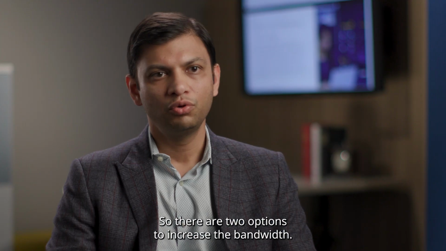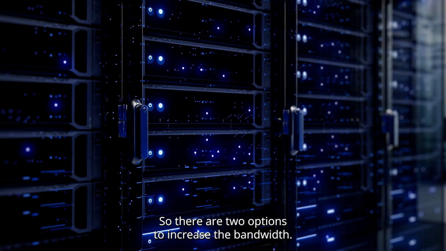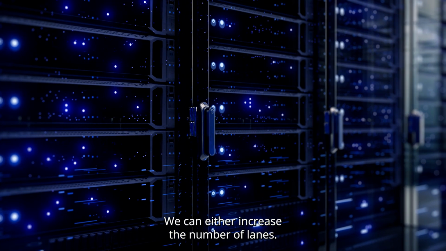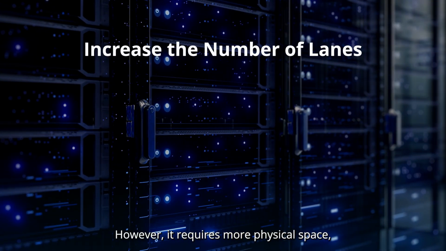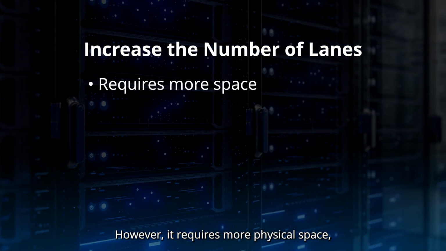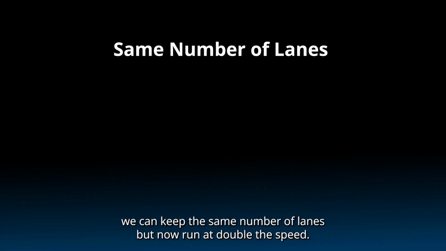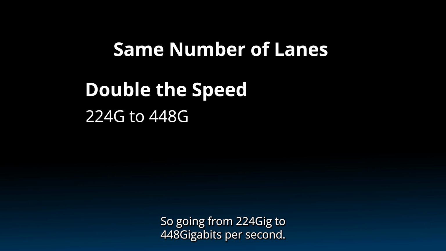So there are two options to increase the bandwidth as we talk about the next generation AI clusters. We can either increase the number of lanes. However, it requires more physical space and higher power consumption. Alternatively, we can keep the same number of lanes, but now run at double the speed, so going from 224 gig to 448 gigabits per second.